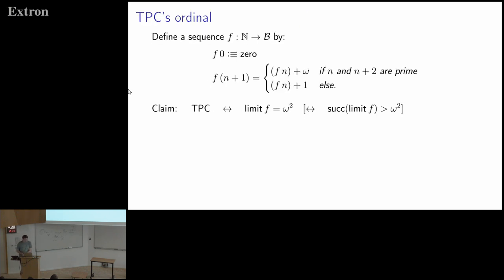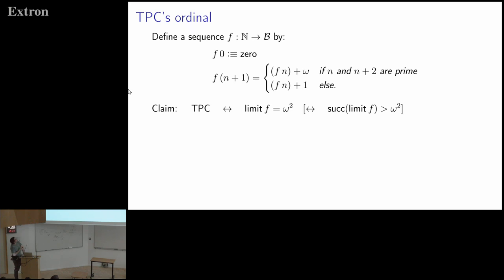Okay, let me very quickly go through how to construct this ordinal. We construct this ordinal by constructing a sequence again and setting 0 to 0. And in step number n plus 1, we check whether n and n plus 2 form a twin prime pair. If so, then we increase by omega. And if not, then we increase by 1.